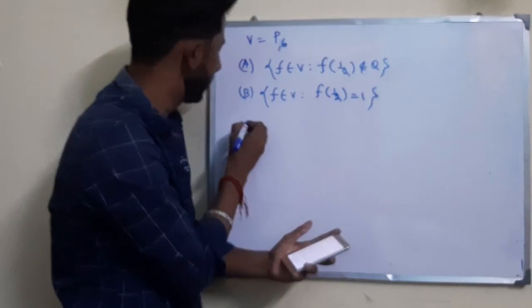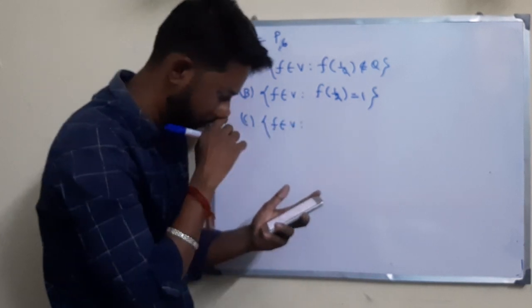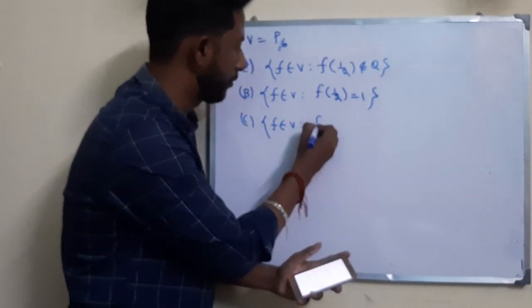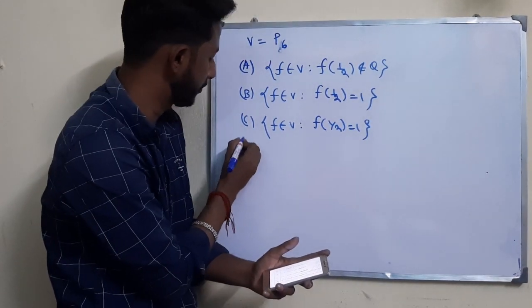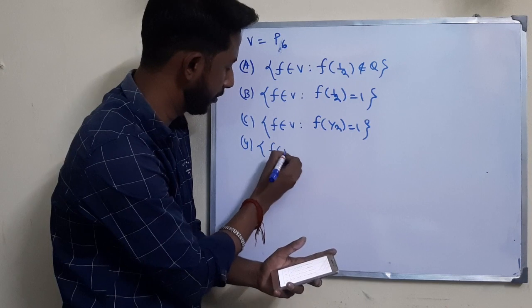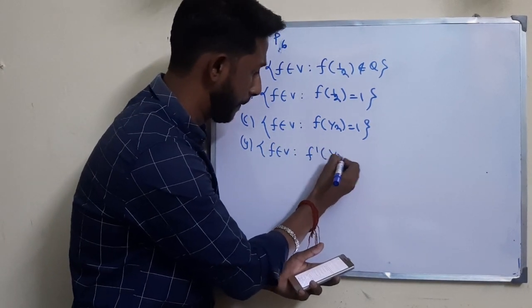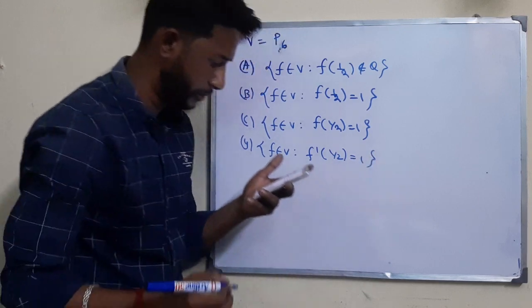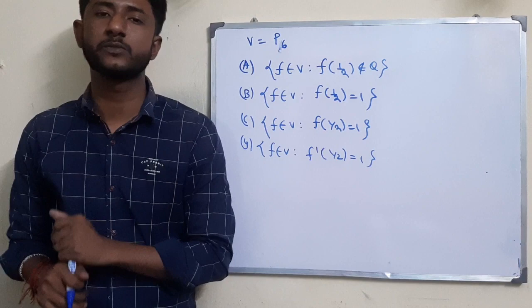ये क्या सबस्पेस फॉर्म करेगा. All such f belongs to V such that f of half is equal to f of 1. ये क्या सबस्पेस फॉर्म करेगा. और ऑप्शन नंबर 4 दिया हुआ है, all such f belongs to V such that f dash half is equal to 1. ये क्या सबस्पेस फॉर्म करेगा. तो हमें चेक करना है इनमें से कौन सा सबसेट एक सबस्पेस फॉर्म करेगा.